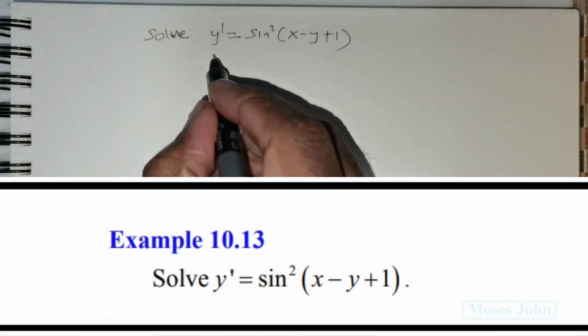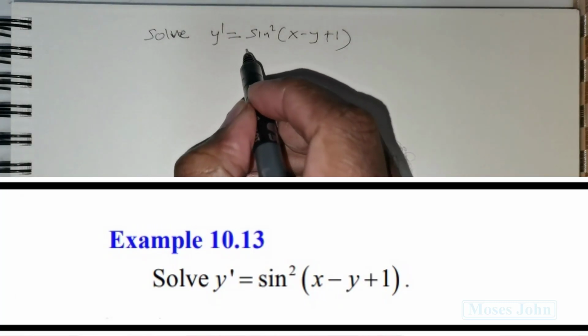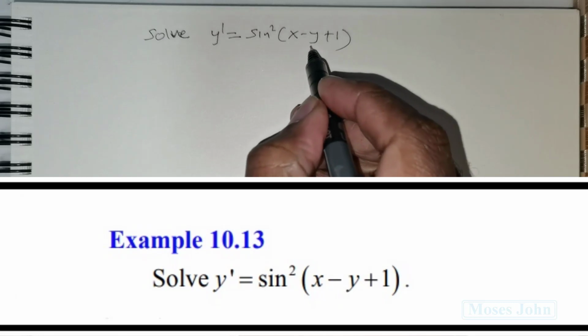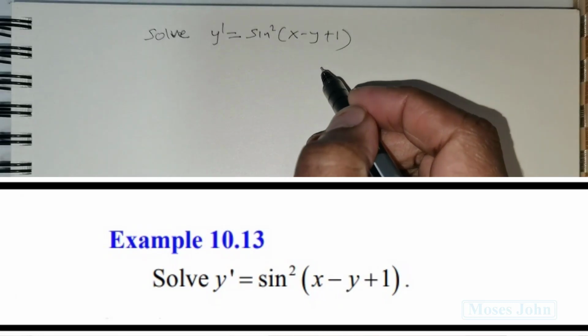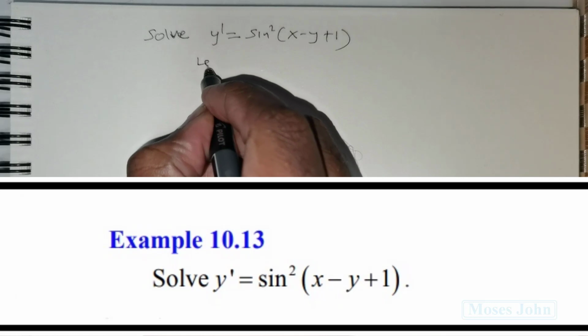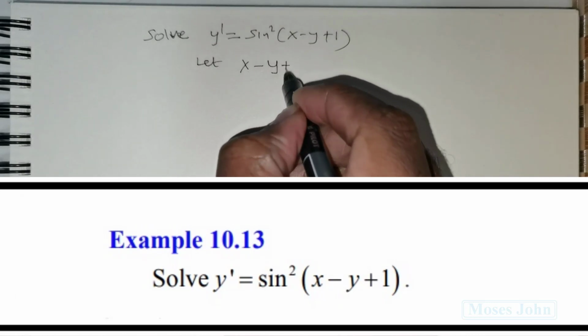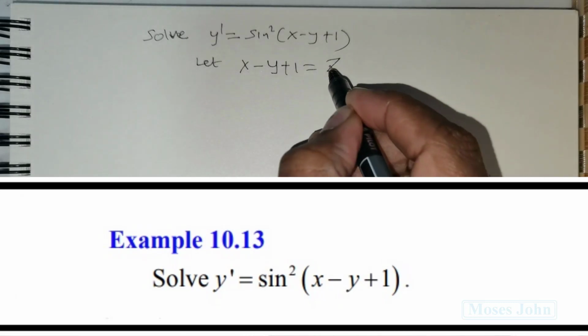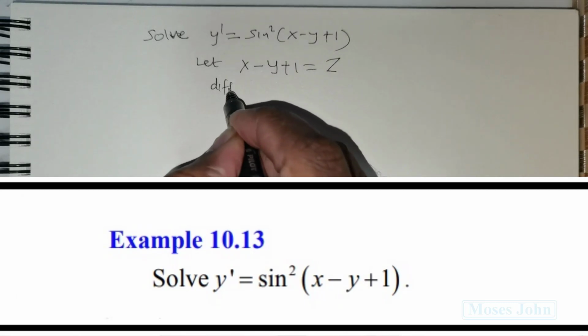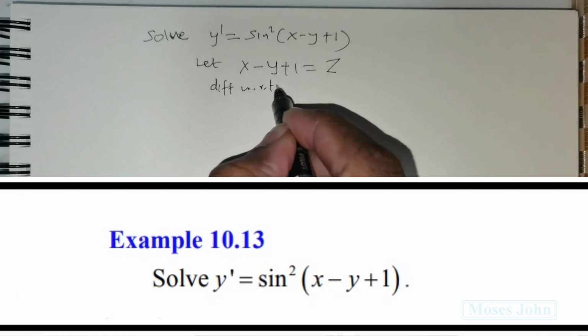Students, we are given this differential equation y dash is equal to sine squared of (x - y + 1). We are expected to solve this. So foremost, I'm going to take x - y + 1 to be equal to z, and then I would be differentiating with respect to x.